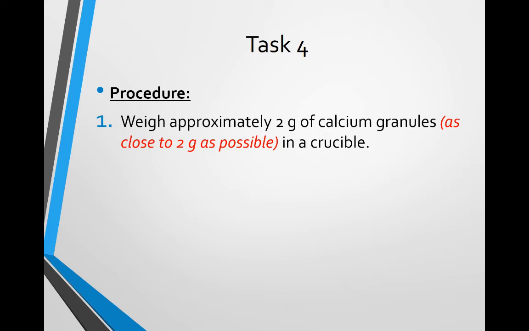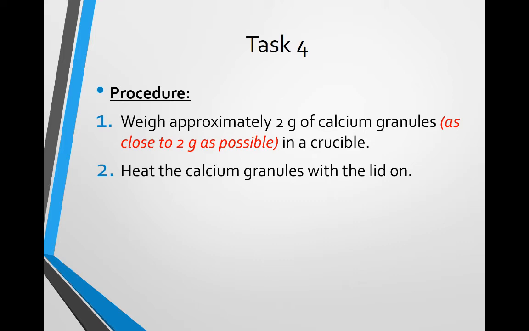Now, in terms of the steps that you can take, these are some suggested steps. Number one, you can weigh approximately 2 grams of calcium granules. The thing is that calcium granules are quite hard to break into pieces, and they don't come in powdered form. Therefore, there might be a situation where you have slightly more or slightly less than 2 grams. It might not be possible to get exactly 2 grams of calcium granules. Of course, the usual way of measuring the mass should be undertaken.